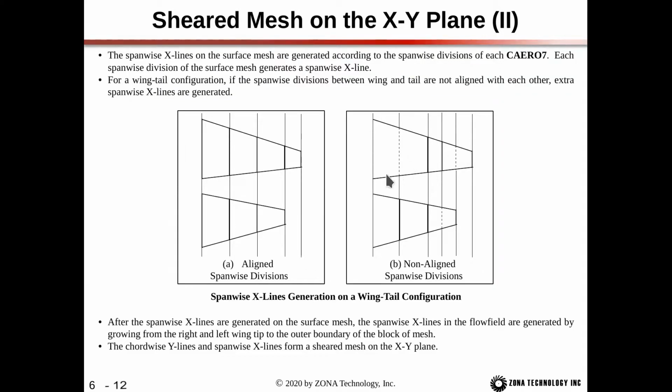So once again, we're increasing our mesh density without increasing the fidelity of our results in the original surface panel model. So after the spanwise X lines are generated on the surface mesh, the spanwise X lines in the flow field are generated by growing from the right and left wingtip to the outer boundary of the block of mesh. So the same thing from the wingtip here, we grow this mesh out to the boundary. And the chordwise Y lines and the spanwise X lines form a sheared mesh on the XY plane.